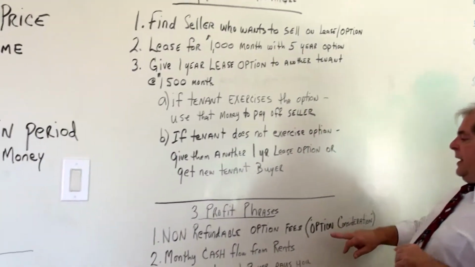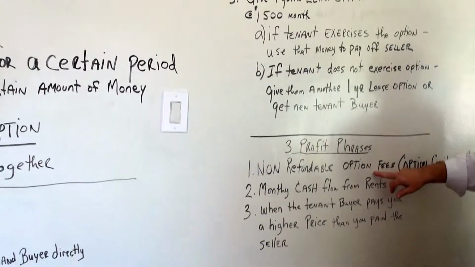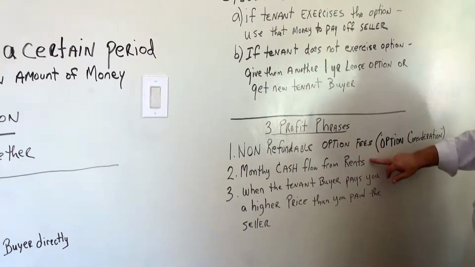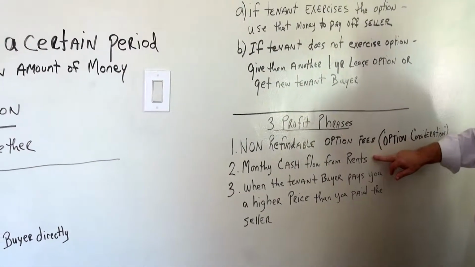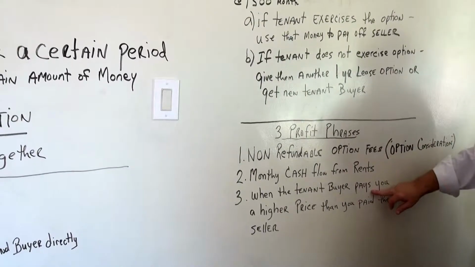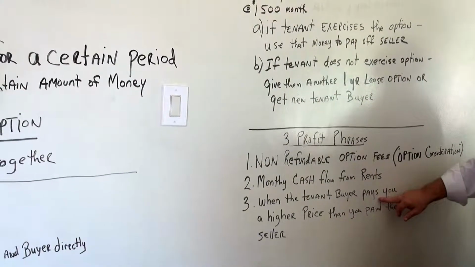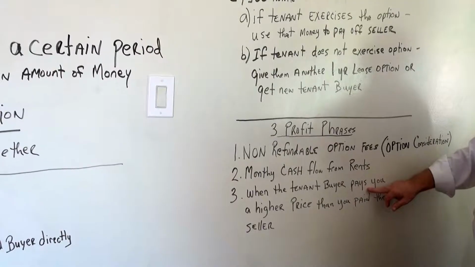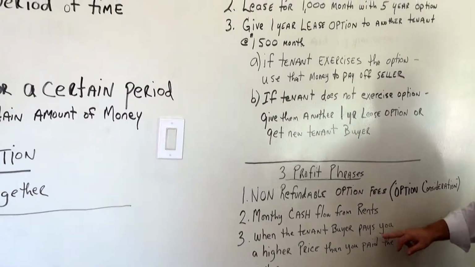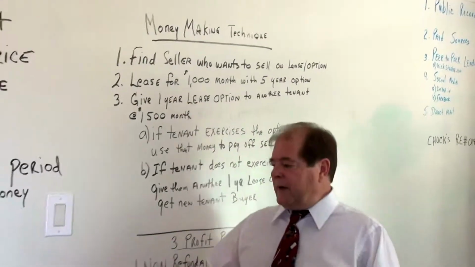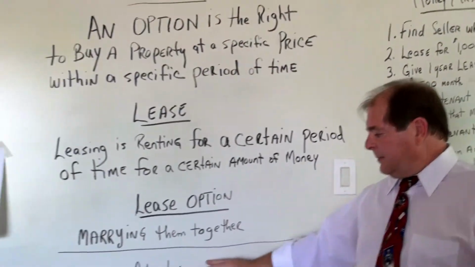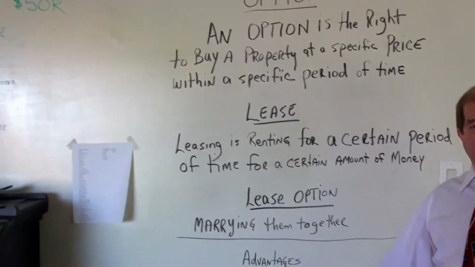We made money on the non-refundable option consideration. We made money on the rents that we collected, and we're making money on the spread of what we paid for the property versus what the tenant buyer is paying for the property. Okay, I'm going to come over here and I'm going to discuss some advantages and some disadvantages.